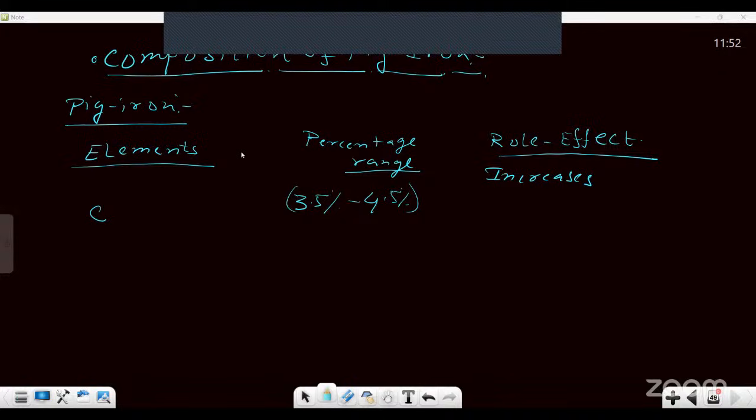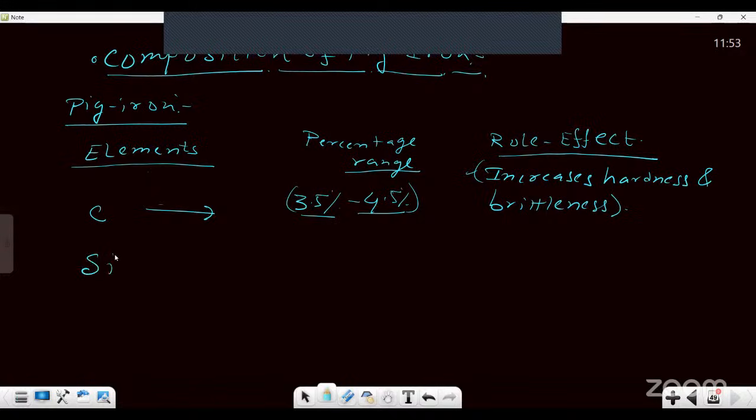Okay. So let us see. I was talking about the elements, right? So carbon. The percentage range is 3.5 to 4.5%. And what is its role? It increases hardness and brittleness. So you can understand that obviously the amount of carbon has to be reduced, because if this amount of carbon is there, then obviously it is not of much use. So in steel making, our main objective is going to be to reduce the carbon content.